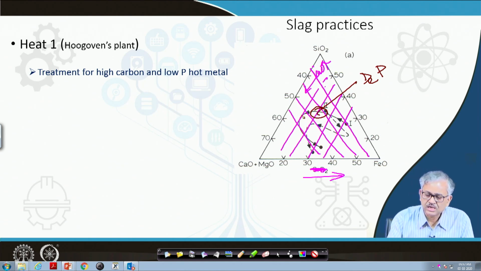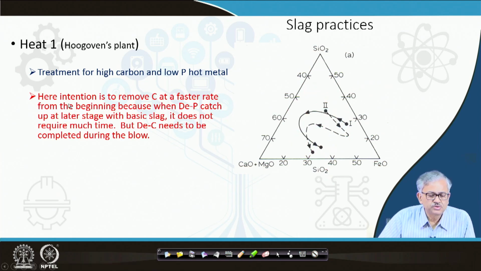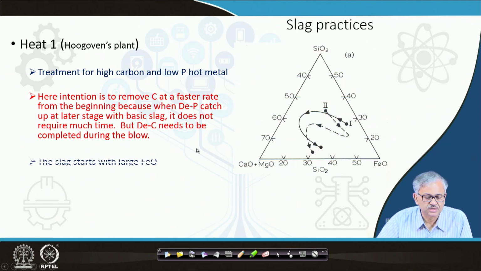Because as the carbon load is decreasing, again you can find that the FeO in the slag starts increasing here. So, that is the way it will be done. This type of treating this slag is not at all difficult. Here the intention is to remove the carbon at a faster rate from the beginning, because when dephosphorization catches up at the later stage with basic slag, it does not require much time, but decarbonization needs to be completed during this blow. That's what I wanted to say here.